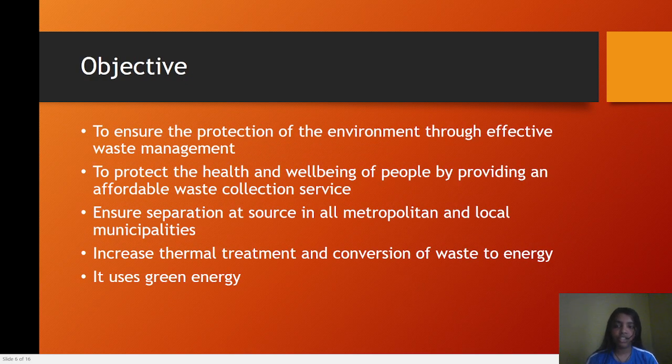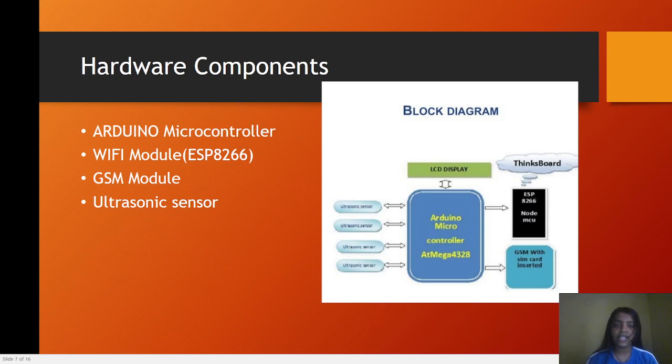Objectives: to ensure the protection of the environment through effective waste management, to protect the health and well-being of people by providing an affordable waste collection service, to ensure separation at source in all metropolitan and local municipalities, and to increase thermal treatment and conversion of waste to energy. It uses green energy. These are the objectives.